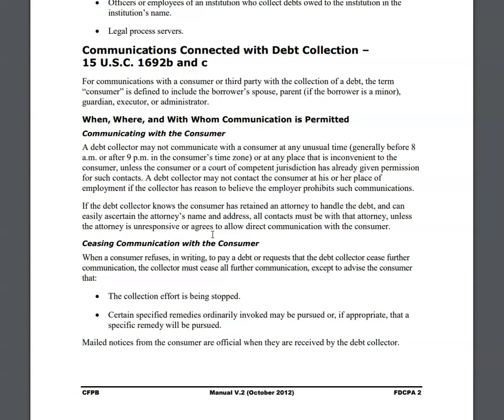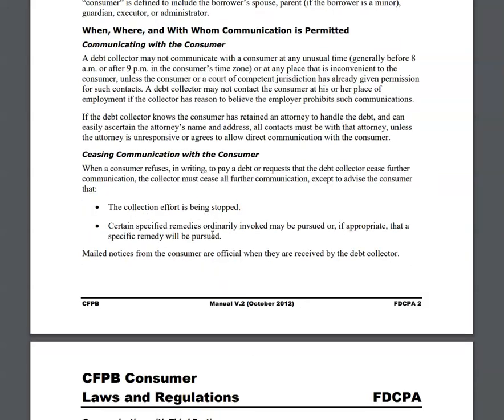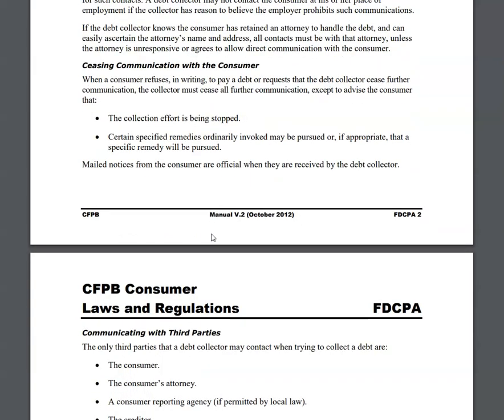Cease communication with the consumer when a consumer refuses in writing to pay a debt or requests that the debt collector cease further communication. The collector must cease all further communication except to advise the consumer that the collection efforts are being stopped, or that certain specified remedies ordinarily invoked may be pursued, or if appropriate, that a specific remedy will be pursued. They cannot threaten to sue you without actually taking you to court to sue you. It is a gray area on that, but they just can't do it.